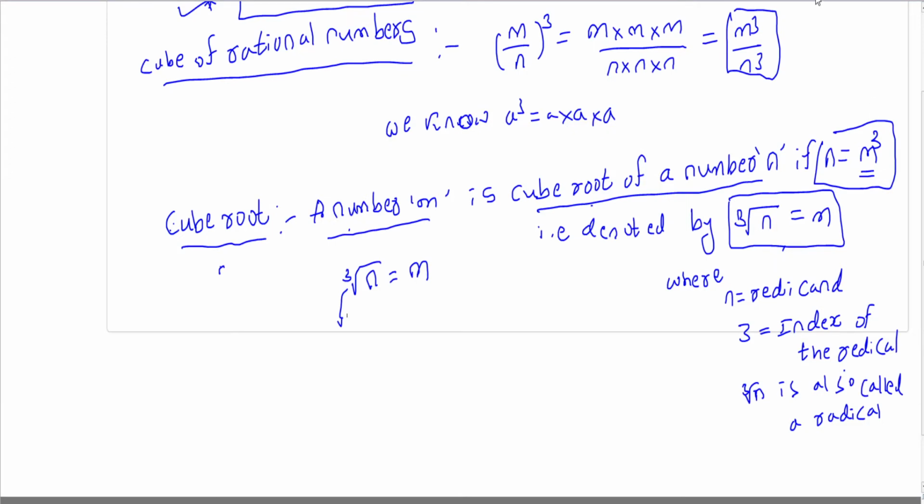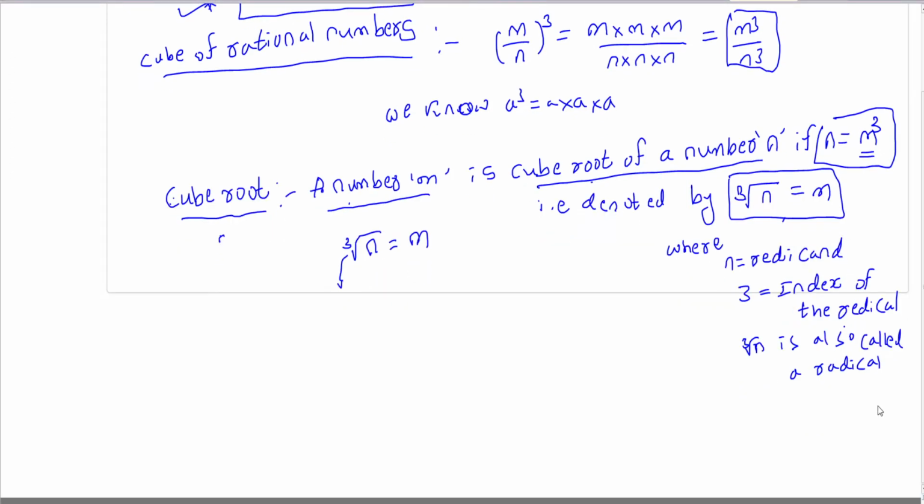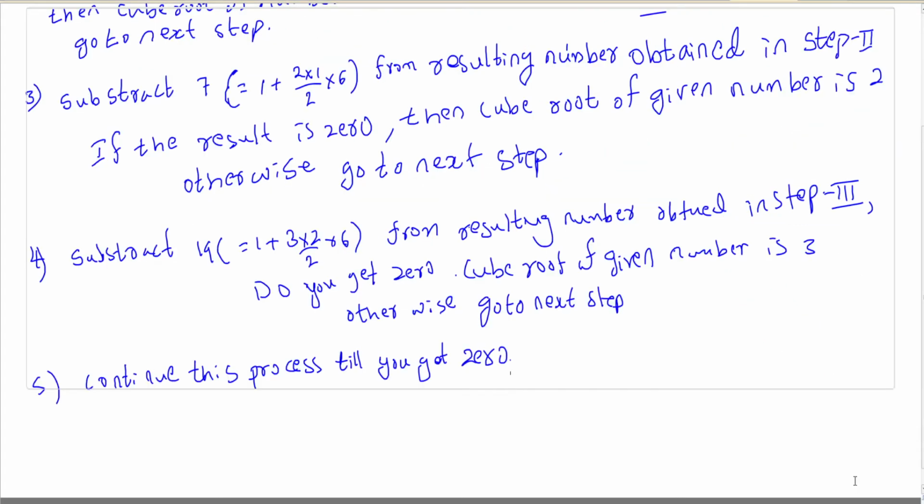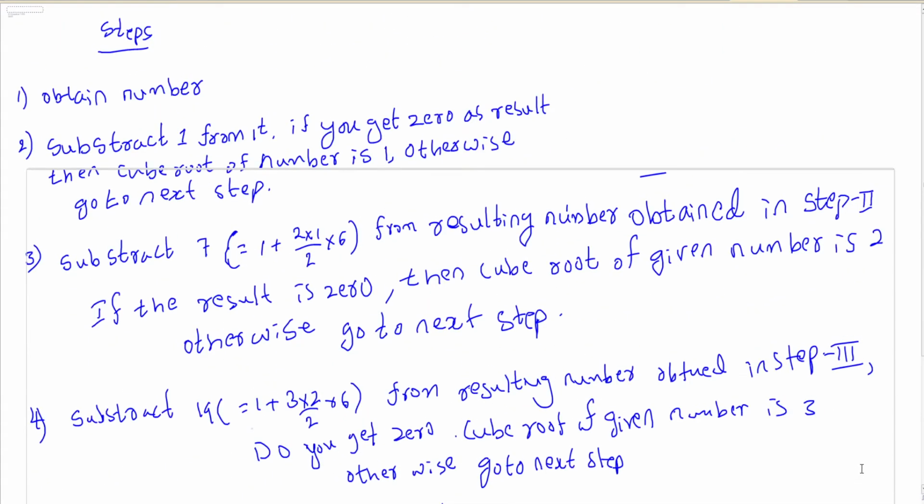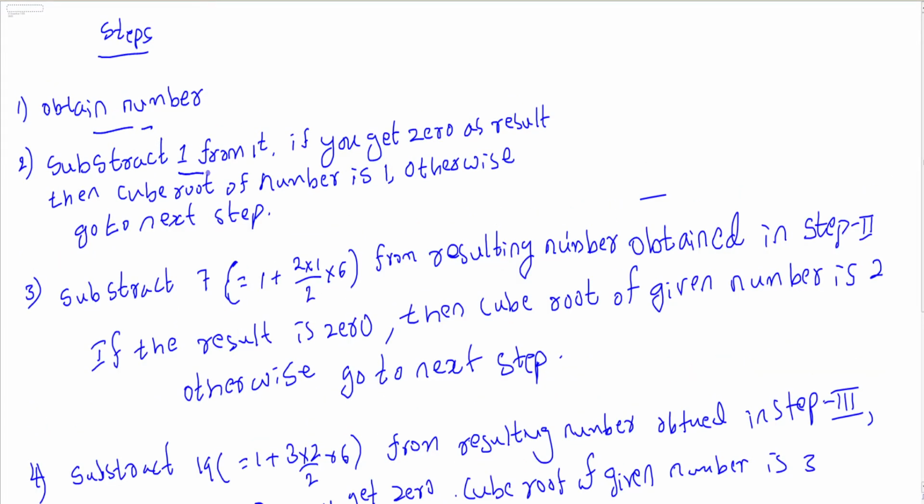The next one is the cube root. If you know these things, how to find the cube root for perfect cubes, these are the steps. First you have to take a number and subtract 1 from the given number. If you get 0, then the cube root of the number is 1, otherwise go to the next step.